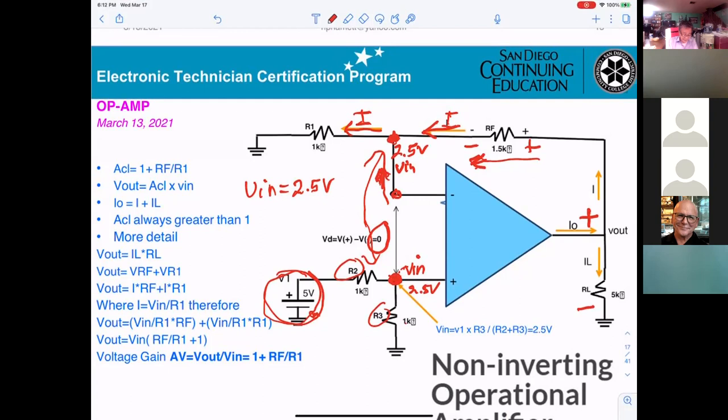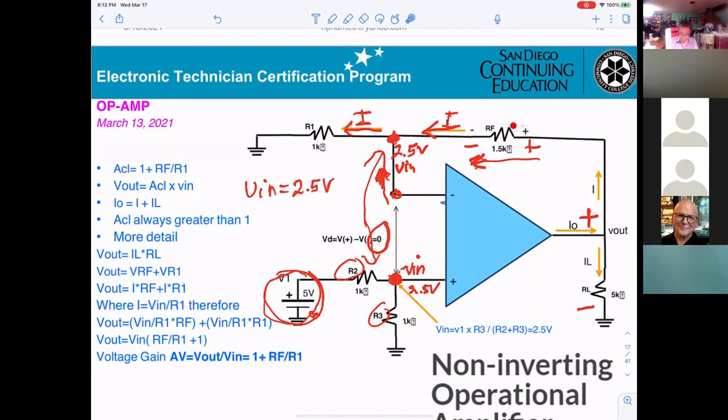Mr. Pham, we can't see your pointer again. We can't see where you're pointing. You mean the pointer? Okay, the current I flows here, right? Right. They go this way. Right.